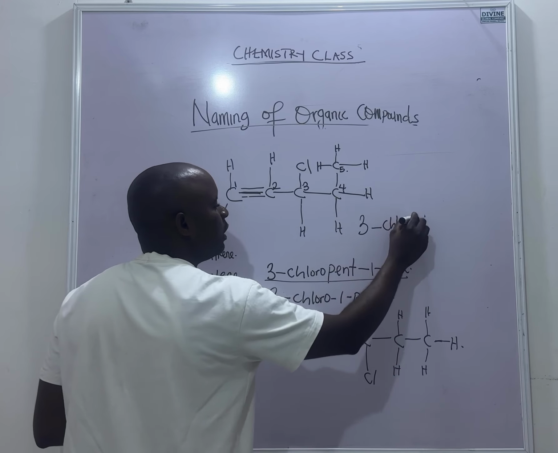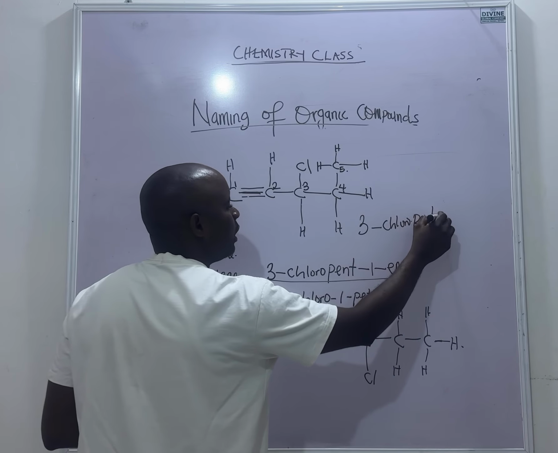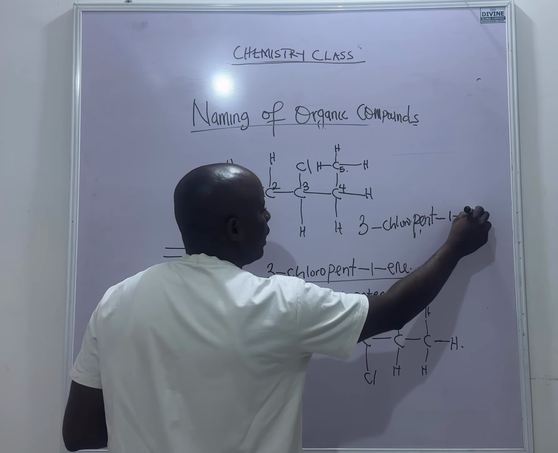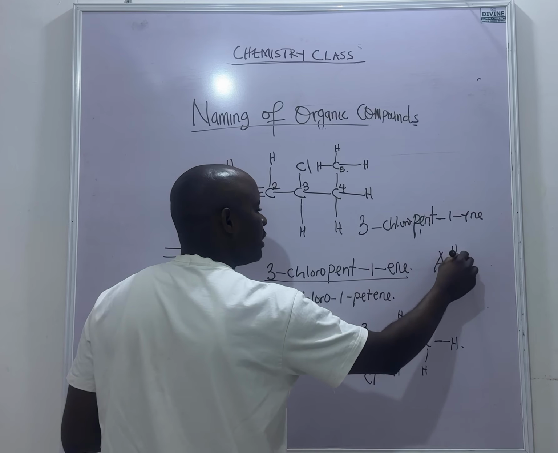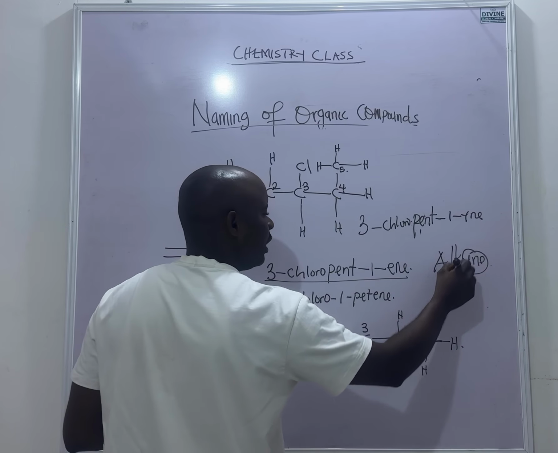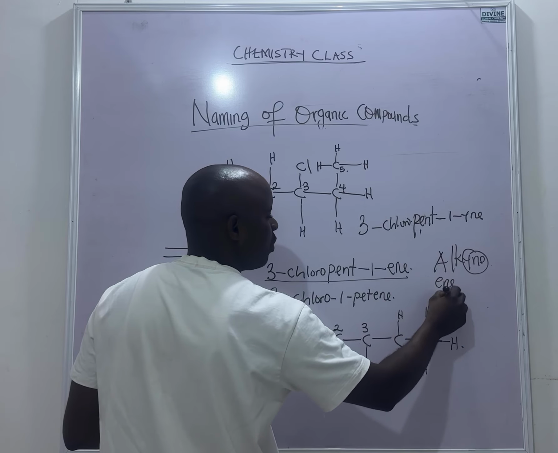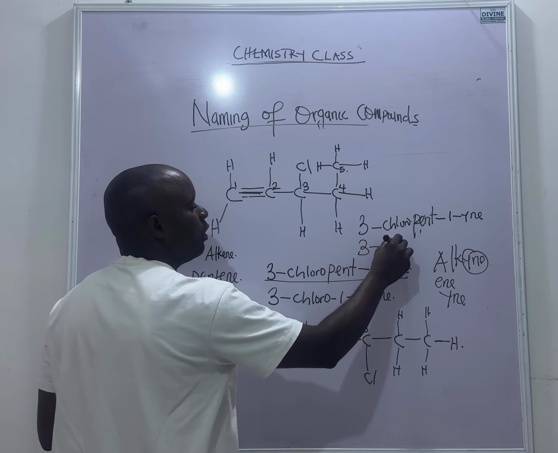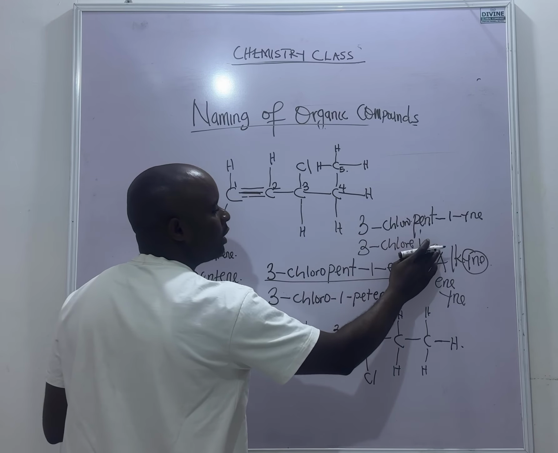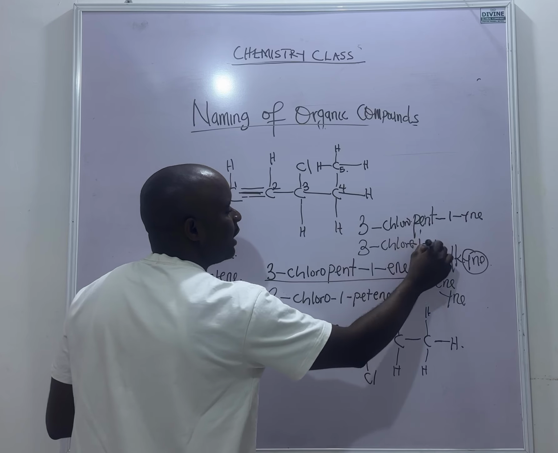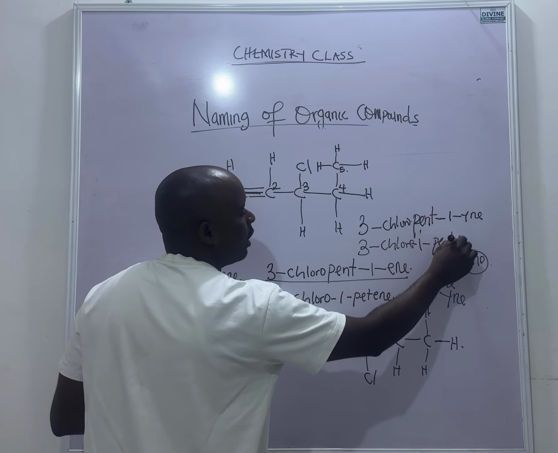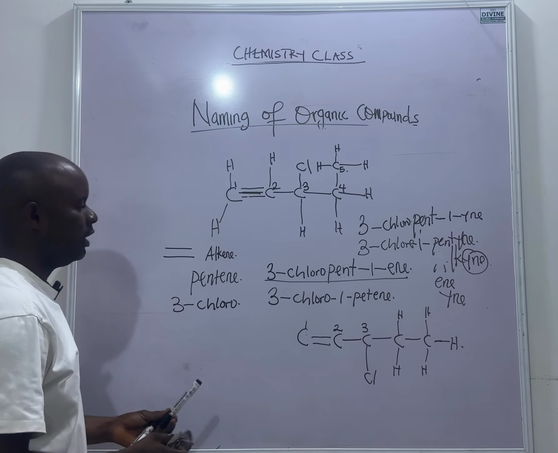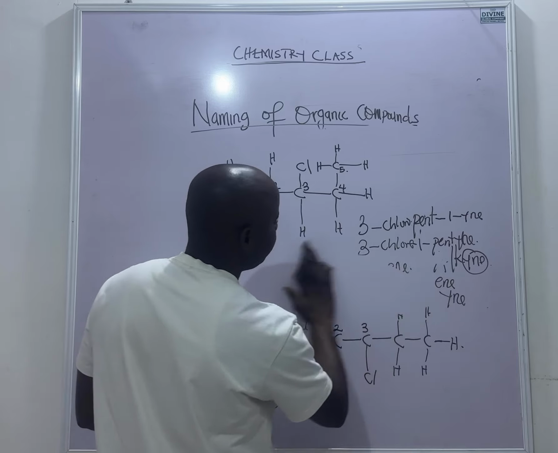3-chloro, pent, pent-1-yne, because the alkyne family is giving us this. So when we have the ANE, we change it to YNE. So we are going to have something like this, or we have 3-chloro-1-pentyne. With this now, it's going to give us a better idea on how all these are arranged.